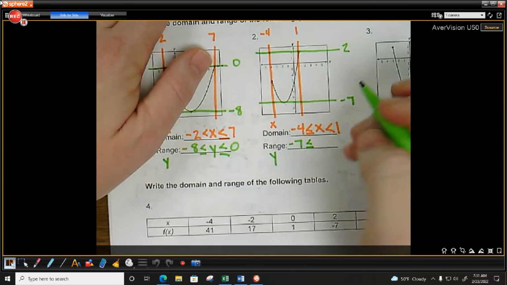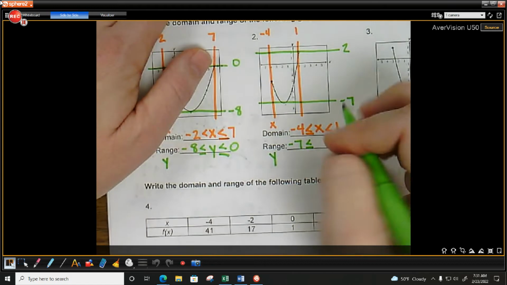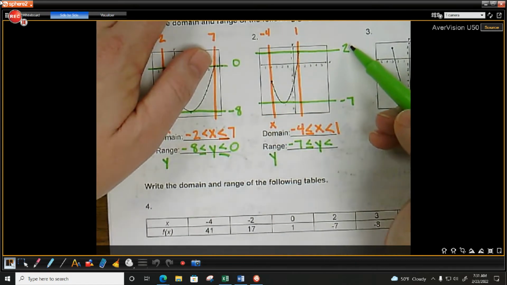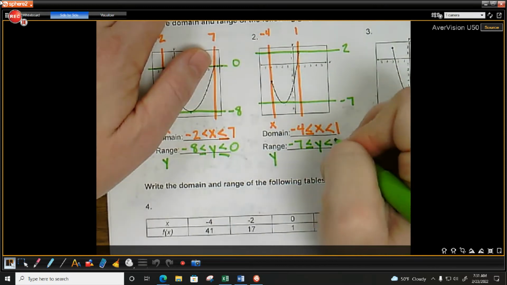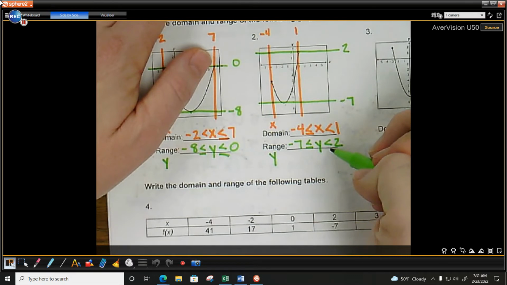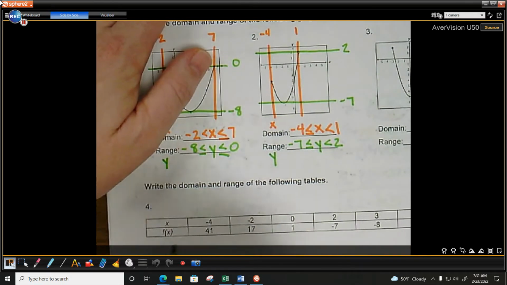What variable, since we're doing range? Y. Less than, where's my top? 2. What kind of dot do you have at 2? Open, so do I put the equal to? No. Good? Okay, last one of these, guys.